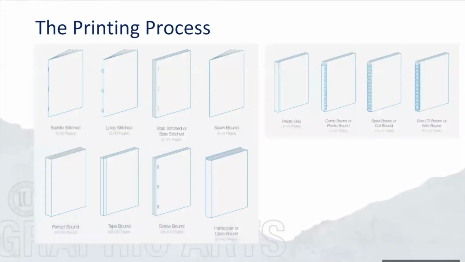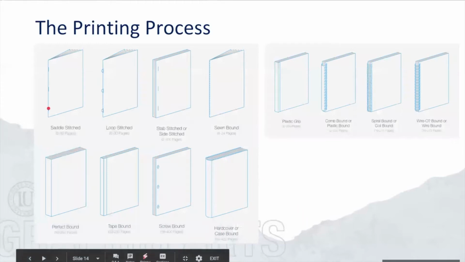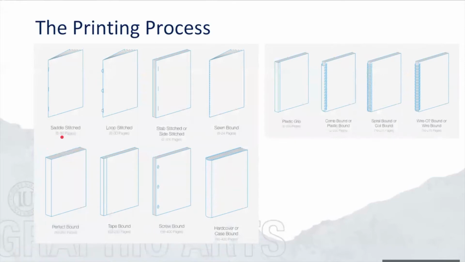So again, here's some examples. We have our saddle stitch right there, which is usually for roughly between 8 to 80 pages, because anything more than that, the staple's not going to hold it. Then you have your loop stitch. So similar process, 8 to 80 pages. You have a stab stitch or a side stitch. I never like those. I find once you get to the middle of the book, it's hard to keep the pages from closing back up on you.